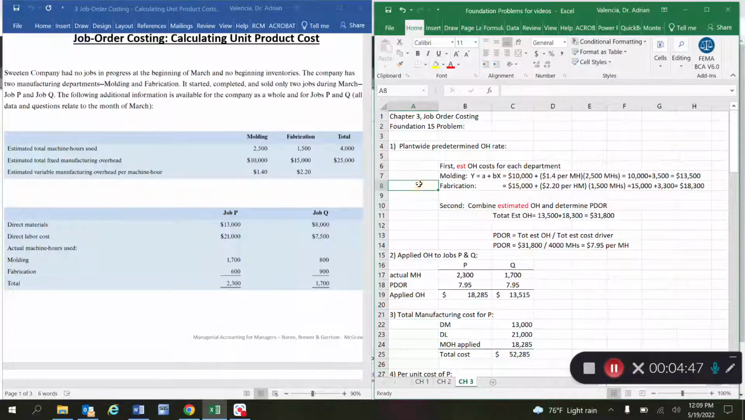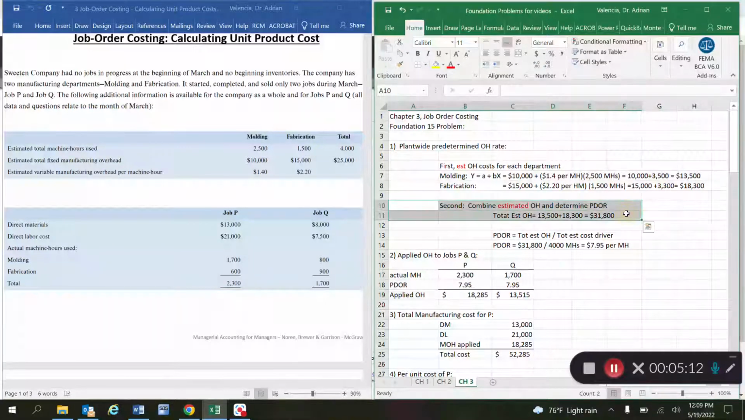For fabrication, we are told that it's $15,000 estimated fixed costs plus $2.20 times 1,500 hours based on the estimate of what we think we're going to use. Overall, what we have is estimated cost of 13,500 and 18,300. So when we combine those, that would be the second step here. When we combine those, we have total estimated overhead amount of 31,800 for the month of March.